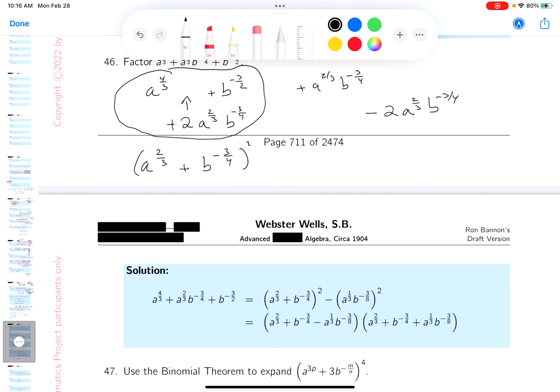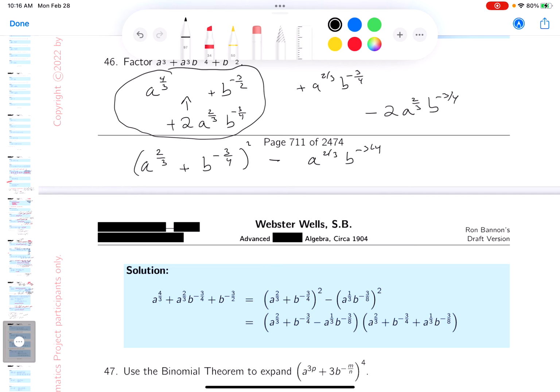Let's just check it out. You get a to the 4/3, first term. Last term would be b to the minus 3/2. That looks good. The middle thing would be plus 2, a to the 2/3, b to the minus 3/4. Works beautifully. What do you get next? Minus a to the 2/3. I'm combining those terms together, b to the minus 3/4.